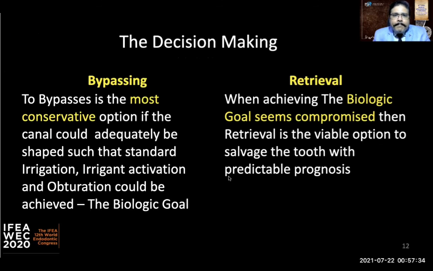Now, the decision making: bypass is always a conservative approach, but if the biologic goals seem to be difficult to achieve, then in those cases retrieval is the only option, because just bypassing is not enough. We have to widen the canal enough so that we can achieve good irrigant activation and obturation.